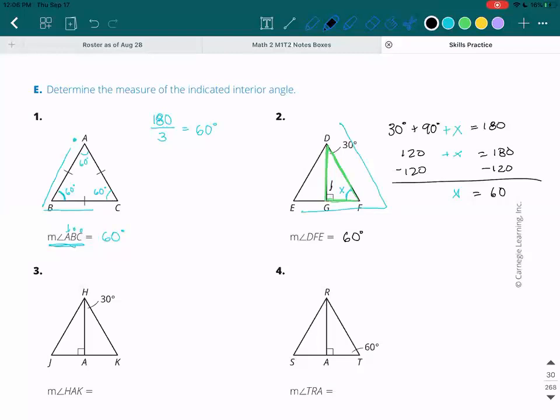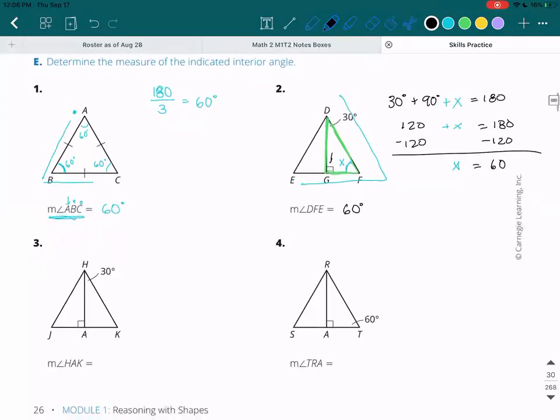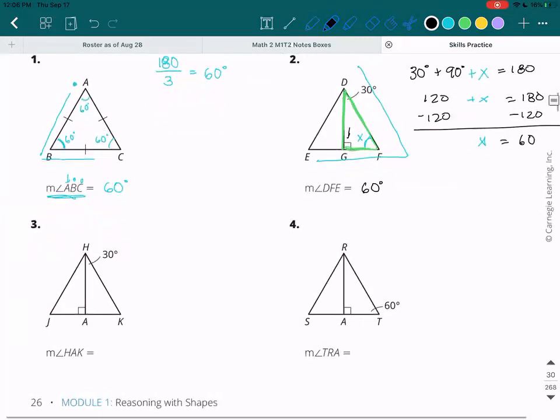Any questions on that one? Okay, let's go on to the next one. So for the next one, we have HAK. So let me just highlight that angle. We start at H, we go to A, we go to K. So we are looking for this angle right over here.